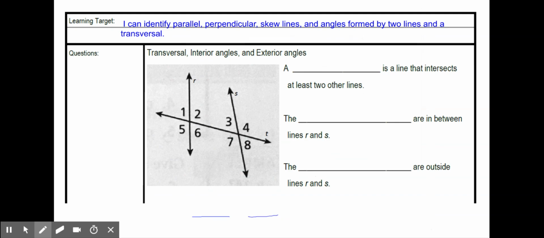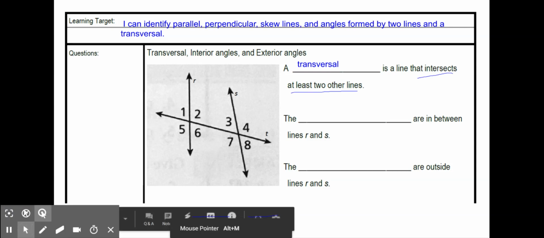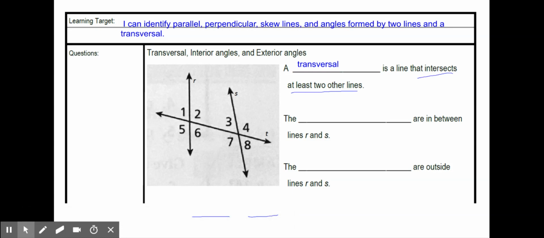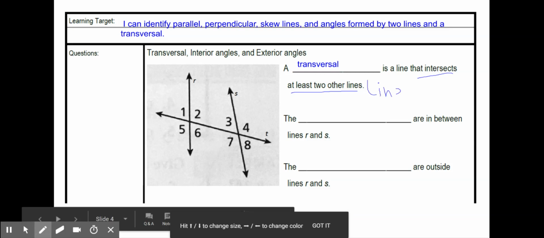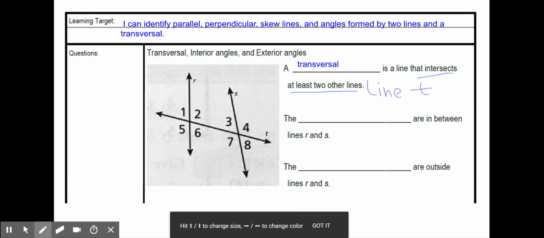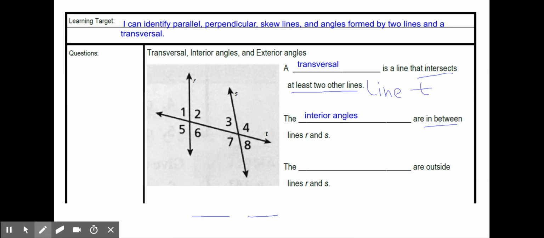Okay, so let's look at transversal, interior, and exterior angles. A transversal is a line that intersects at least two other lines. So if we look at line R, we can see that line R only crosses one line. Line S only crosses one line, but line T crosses two other lines. So our transversal is going to be line T.